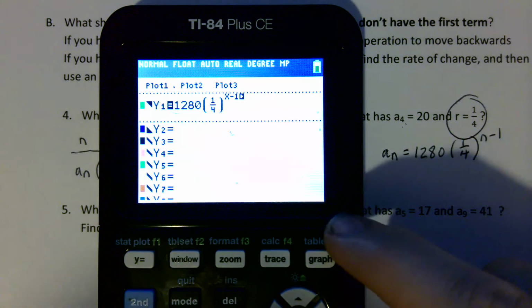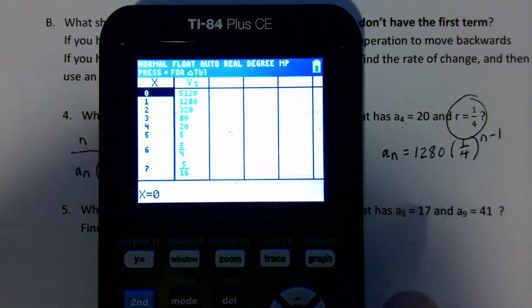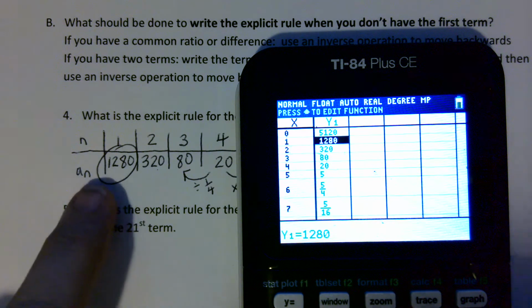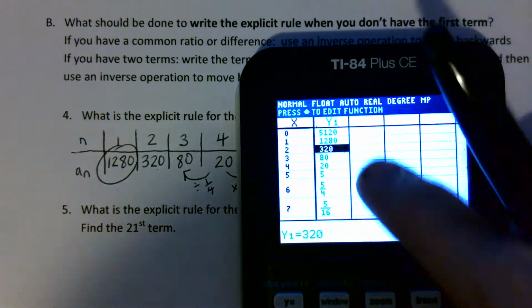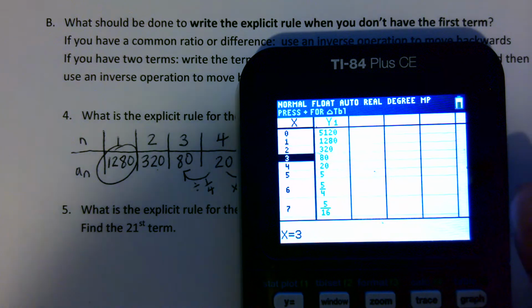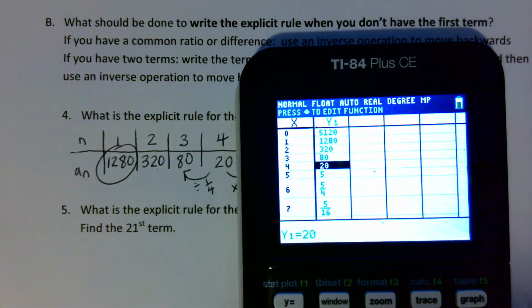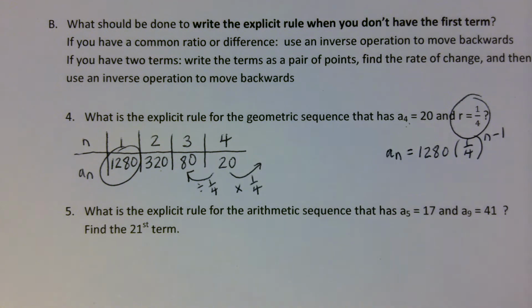And I'm going to go to my table of values, so second graph, and I take a look, and sure enough, when x is 1, y is 1280. When x is 2, or n is 2, this is 320, and all the way to what we first started with, our fourth term was 20. So we know for sure our rule was correct.